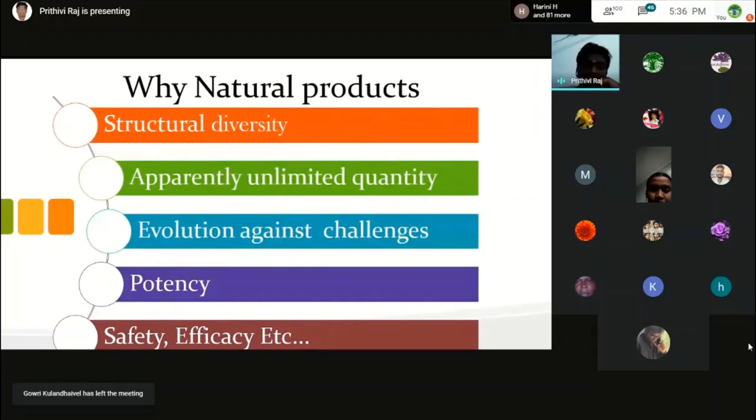Then again is evaluation against challenges. Then the potency: whether the product is potent. Then another is safety. For example, if you choose a natural product, it has safety and efficiency also, so there will not be any problem regarding the patent and everything.